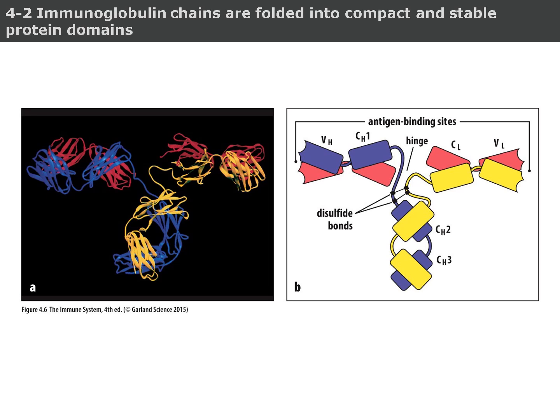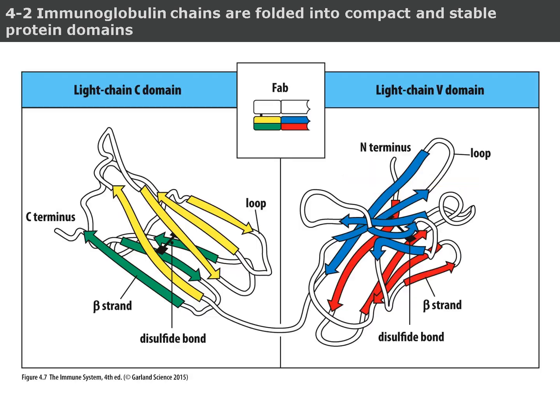Disulfide bonds, shown here as connecting lines, help stabilize the folded structure of the chains. The hinge region allows for flexibility, enabling the 2 antigen binding sites to interact with antigens spaced at various distances apart. Together, this compact folding and modular design ensure both the structural integrity and functional adaptability of antibodies in the immune response. This slide shows how immunoglobulin chains fold into compact, stable structures that support antibody function.